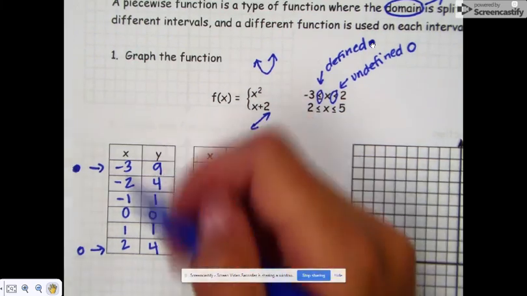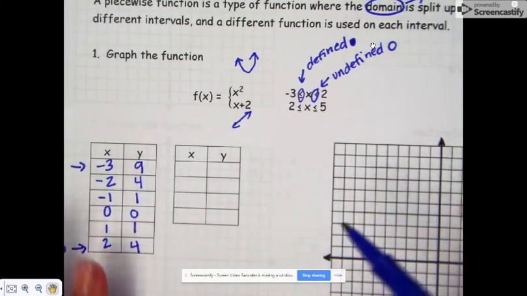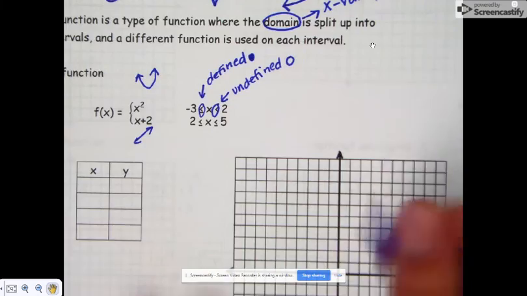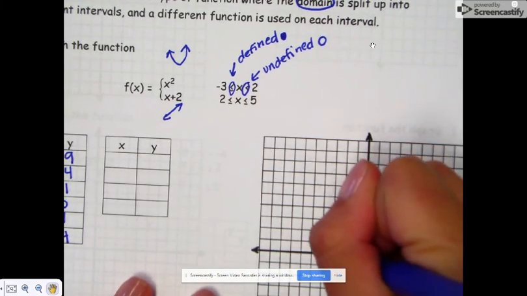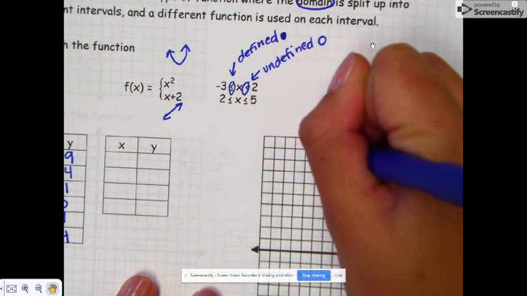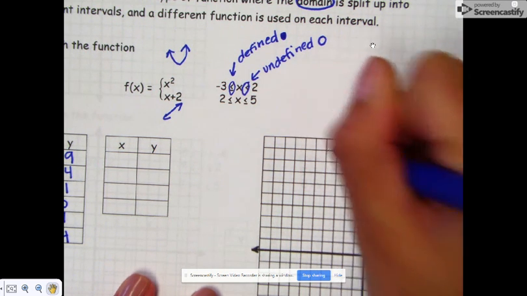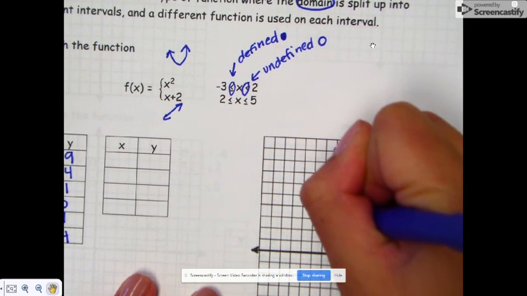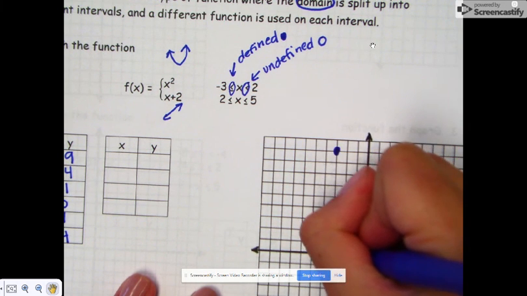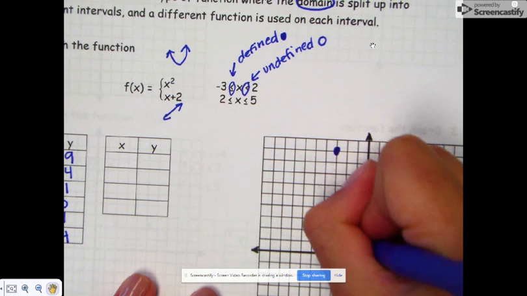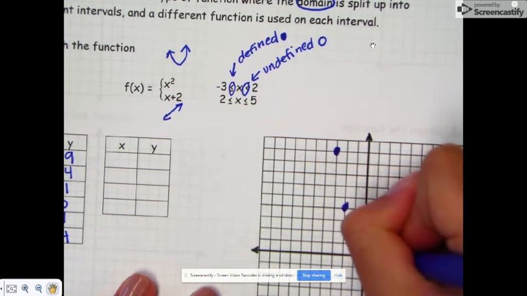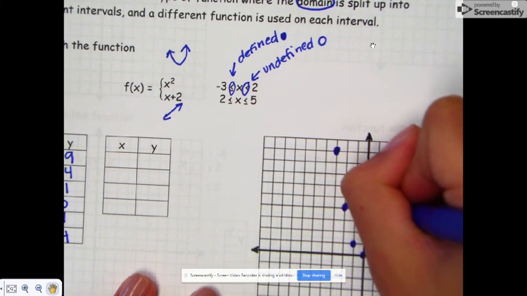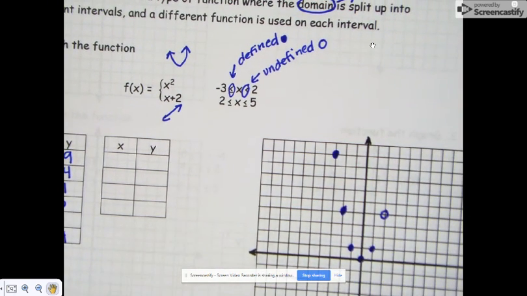Okay, so let's graph this line. So I'm just going to graph from these points, -3 to 9, or just from -3 to 2. So -3, 9 is here. I close that point. -2, 4, -1, 1, 0, 0, 1, 1, and 2, 4. But remember, you got to keep the point 2, 4 open.